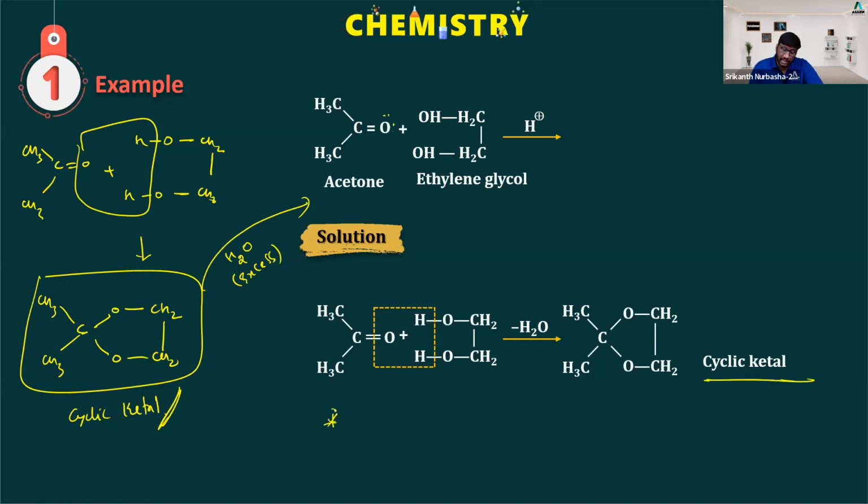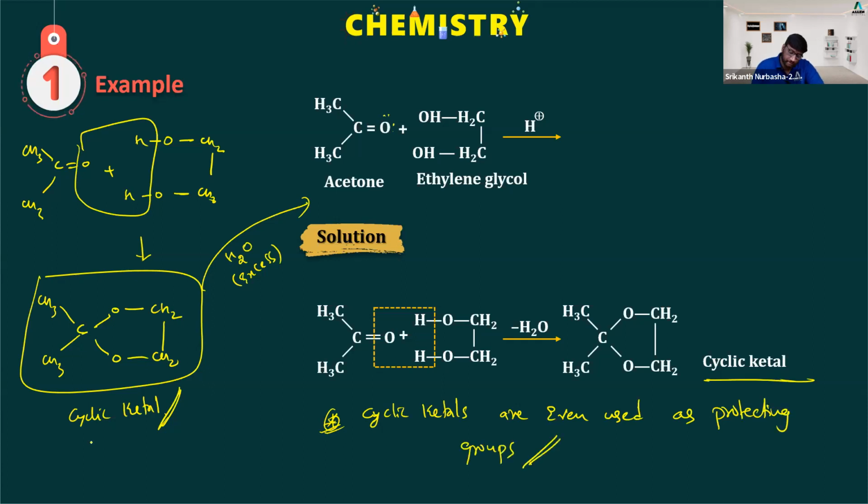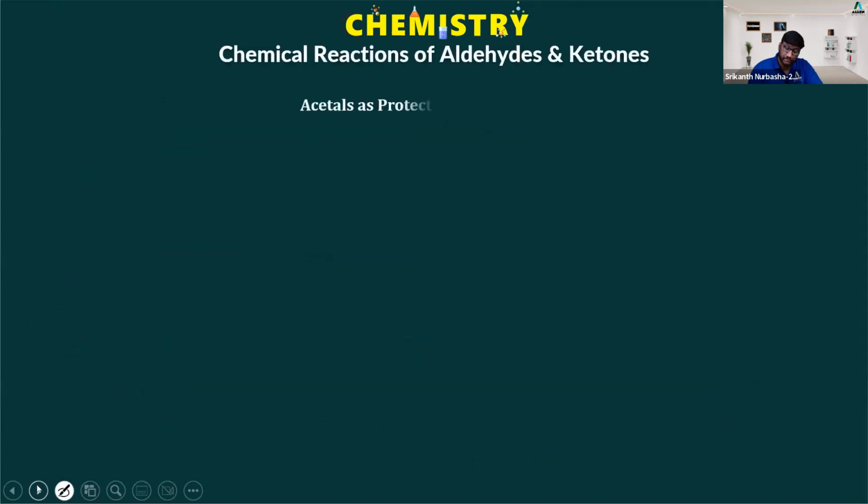the cyclic ketal will again be converted to the ketone group. Right on that point, cyclic ketals are even used as protecting groups. Yeah, this is what I'm saying: acetals as protecting groups or ketals as protecting groups.